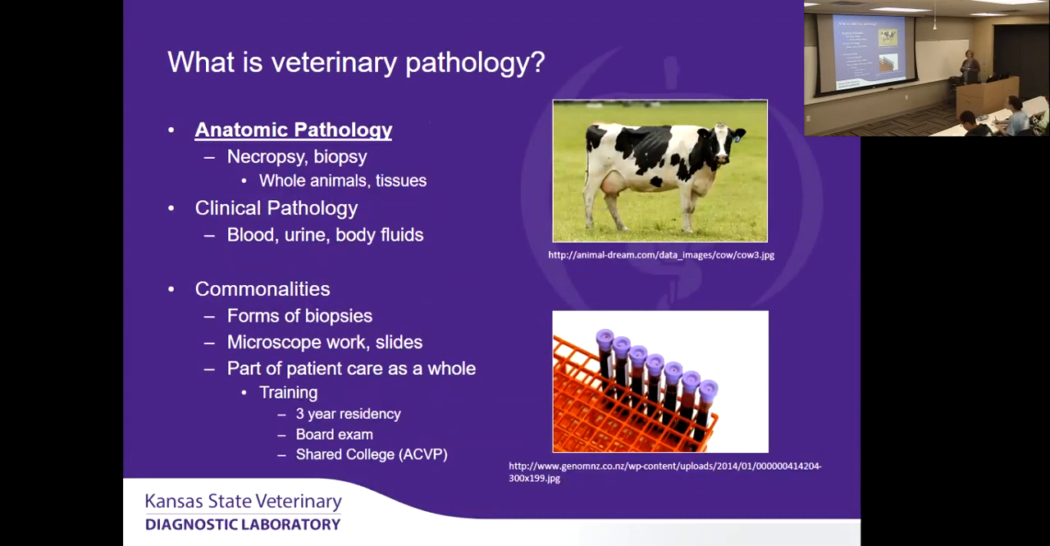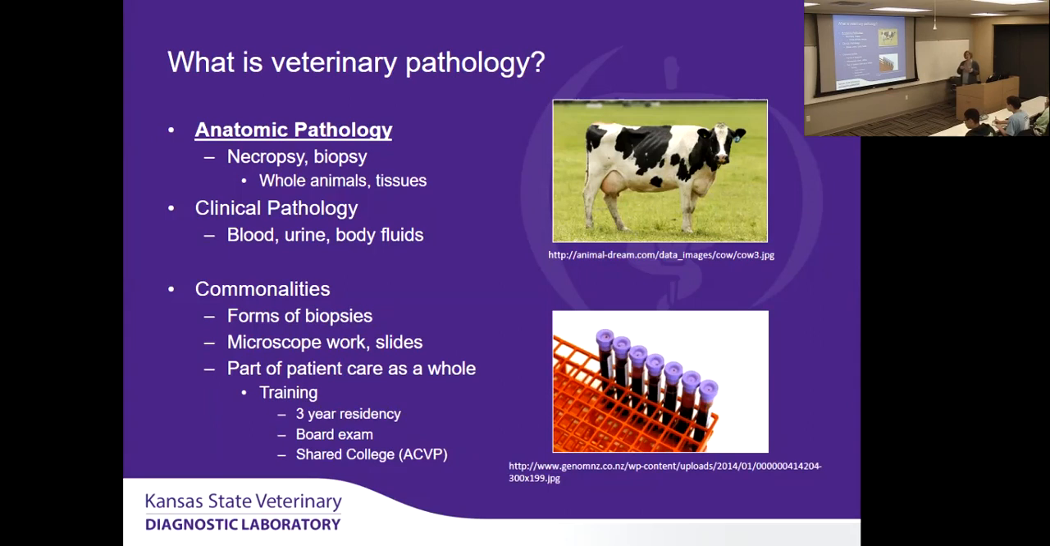So pathology is divided into anatomic and clinical pathology. So anatomic is what I do. That's necropsies or autopsies of animals. Biopsies, which would be if your cat or dog has a little lump on it somewhere and you take it to the veterinarian and they take it off in surgery and send it in to see if it's a tumor or what type of tumor it is. And then clinical pathology deals with blood, urine, joint fluids, cerebral spinal fluid, that type of thing.